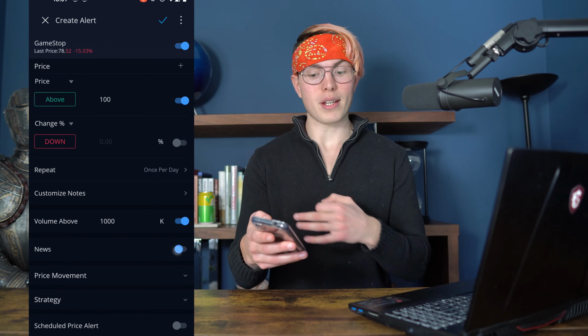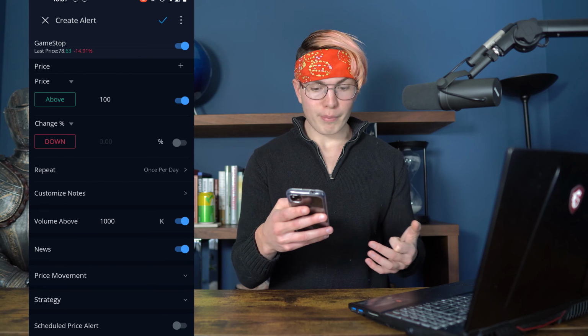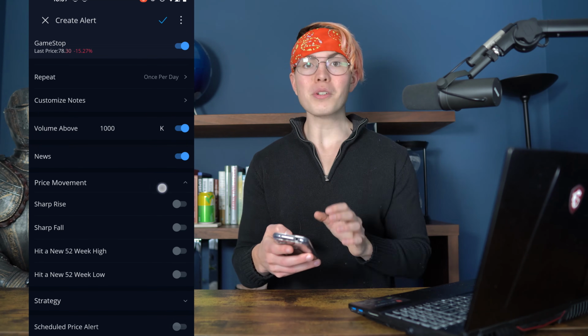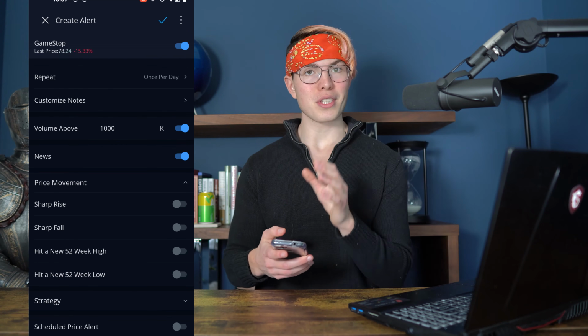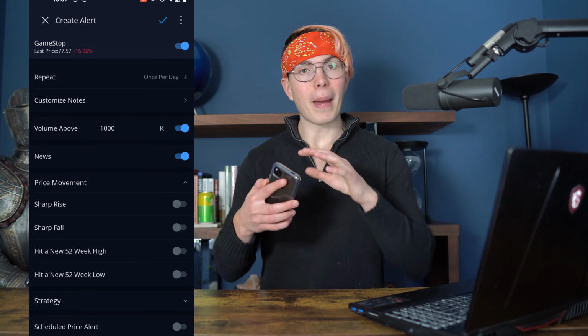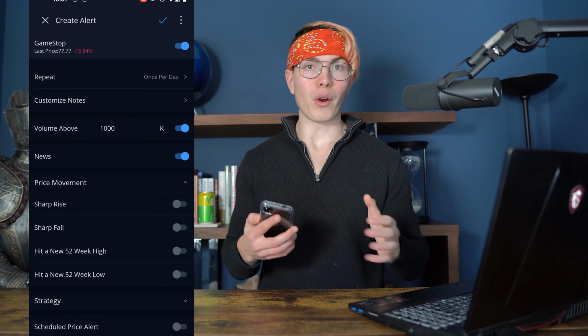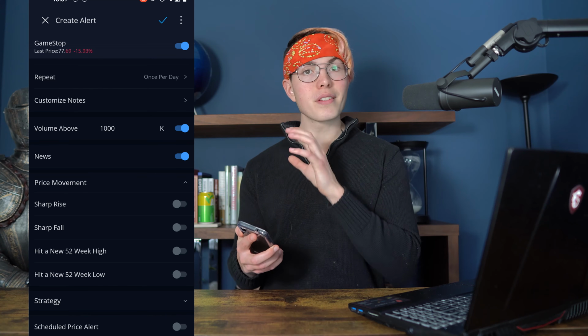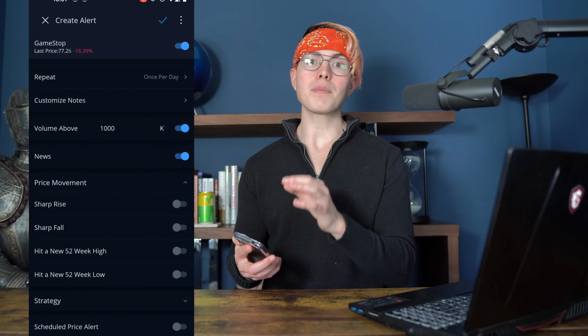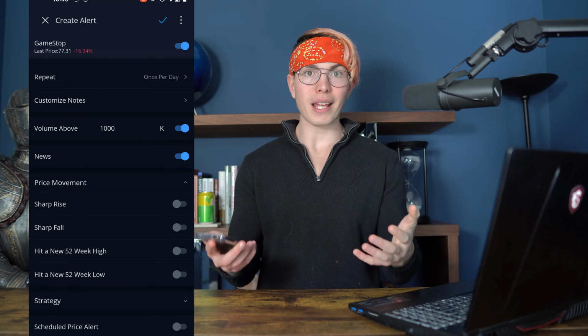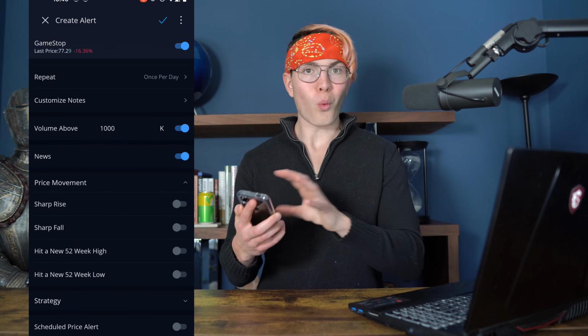If there was big news, we get an alert for that. We could do price movement. There's a whole bunch of stuff. So you get really customized with your alerts that you can set in the Webull app. Now, depending on your trading strategy, different ones are going to be more helpful to you, but just know there are dozens of different options that you can choose from when it comes to setting up alerts in the app. So you don't have to be, like I said, glued to your phone all day, just watching those prices.